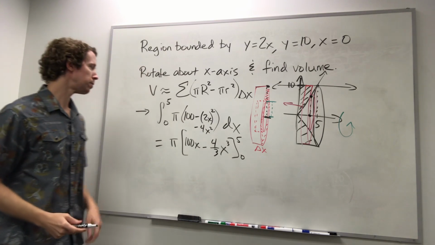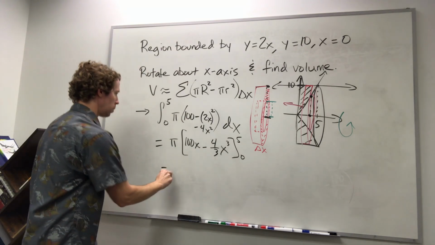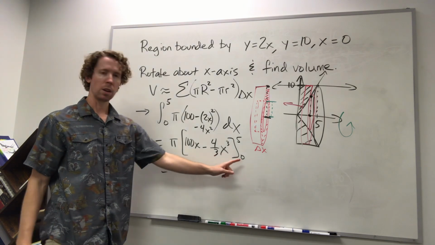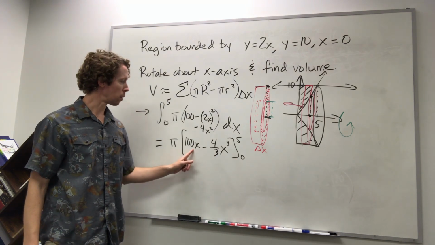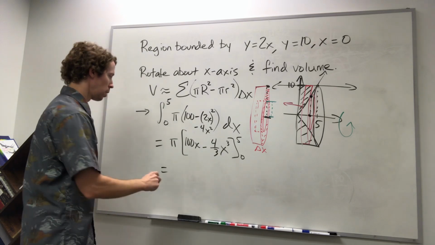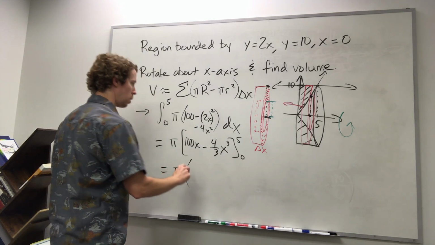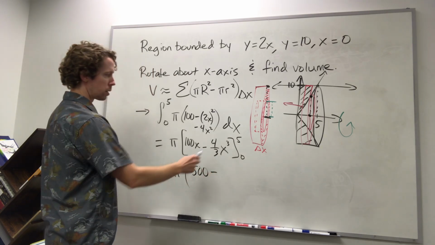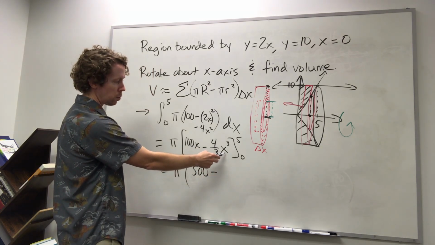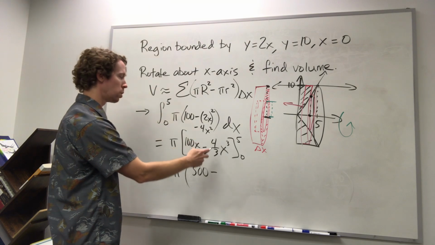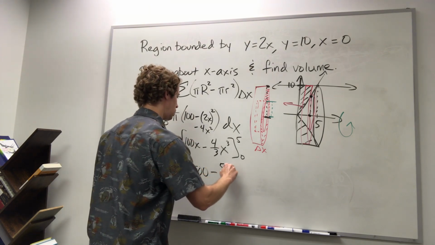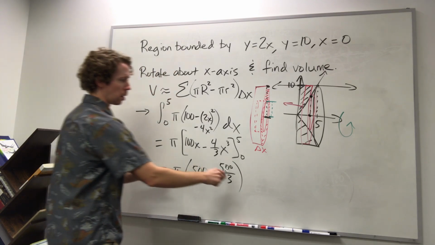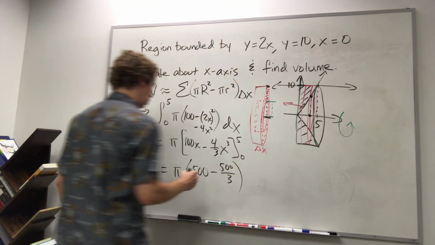Going from 0 to 5. So I'll plug in 5 first, and then do minus, and then plug in 0. Notice when I plug in 0, both of these terms will go to 0. So plugging in 5 gives me 500 minus 5 cubed is 125. 125 times 4 is 500. And then there's a minus 0 after that I'm not going to write.